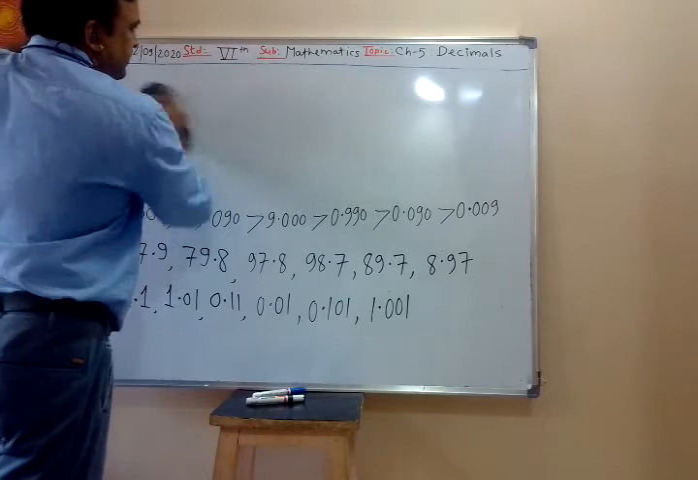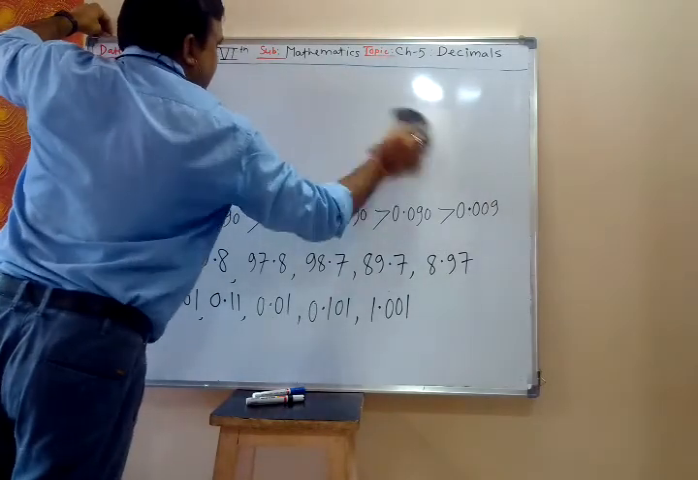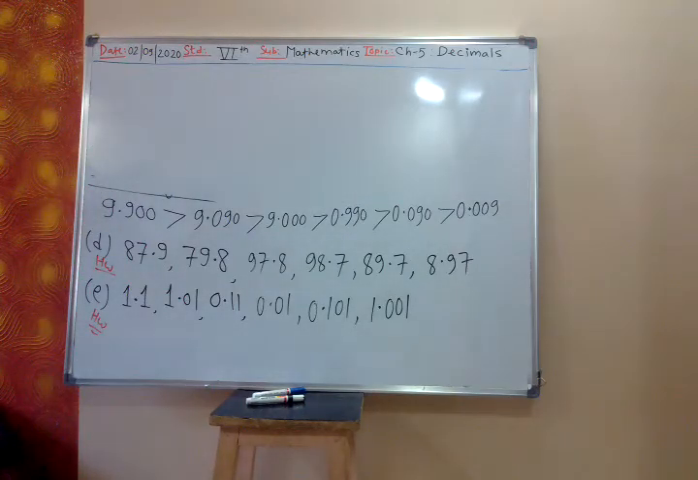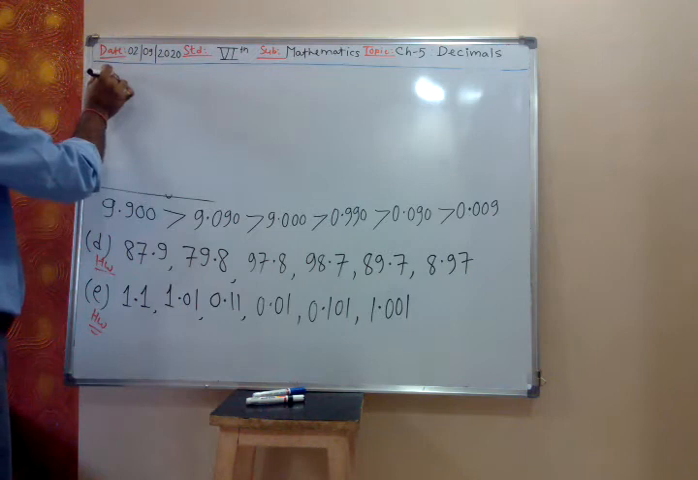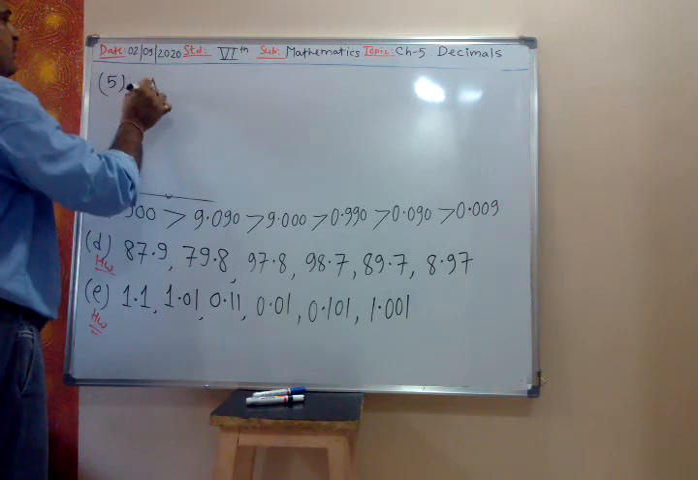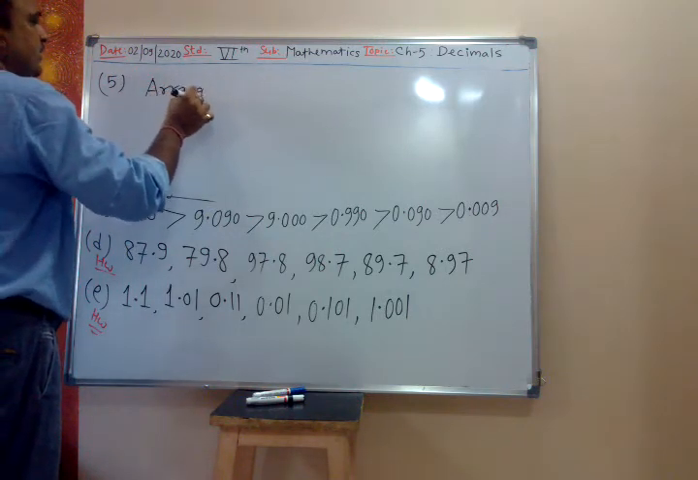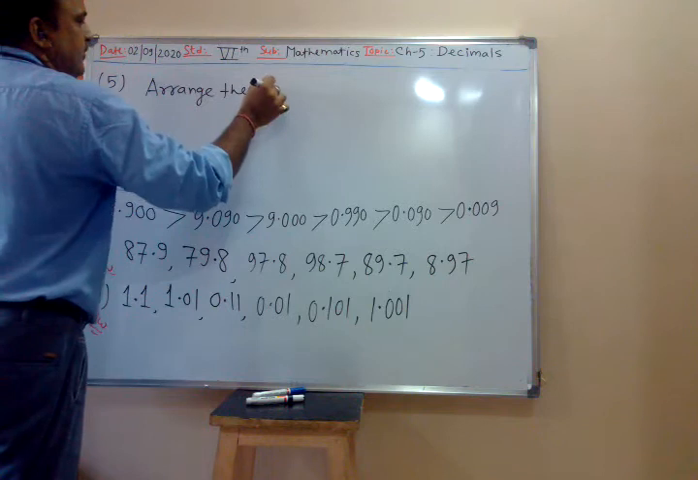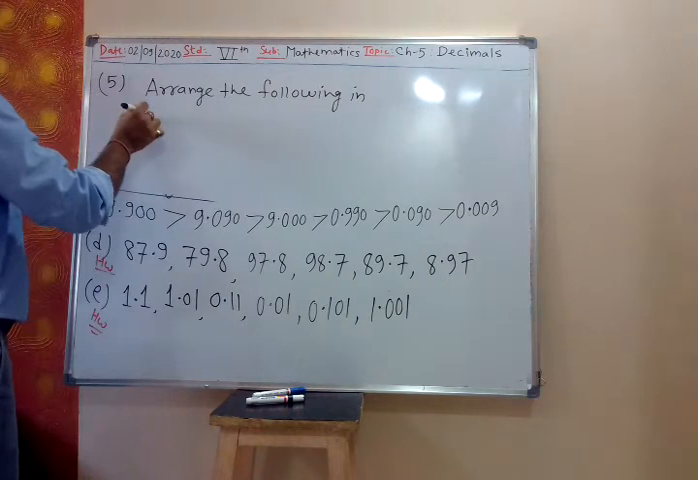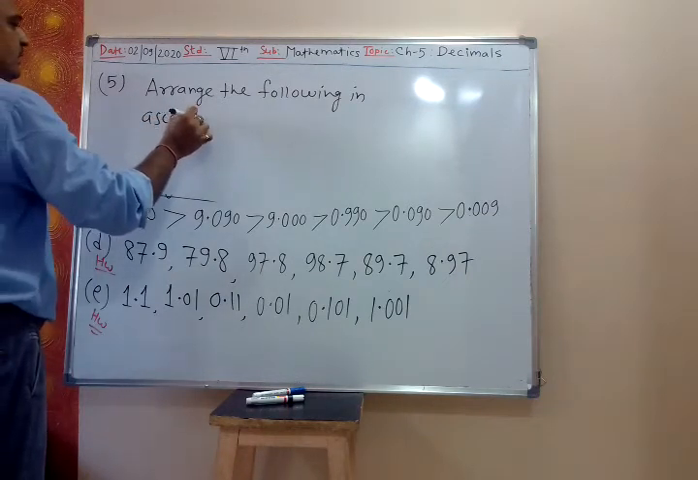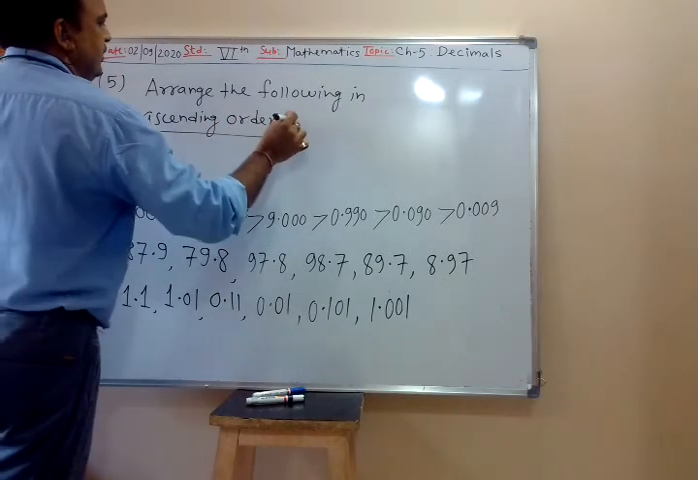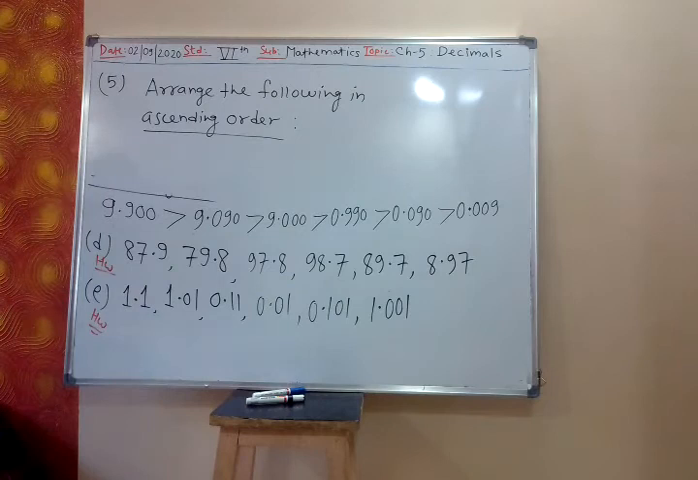You see the setting of your phone. Everything you should keep ready. And we are going slowly. Now fifth, arrange the following in the ascending order. Ascending order means you have to write from smaller to bigger.